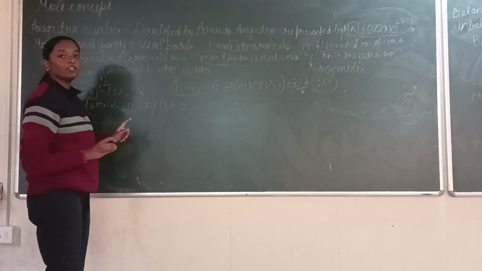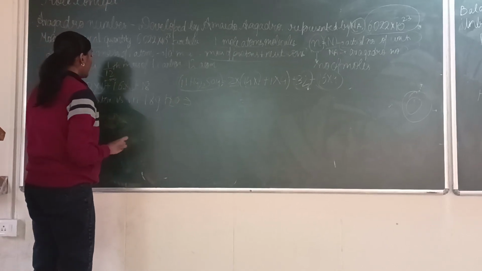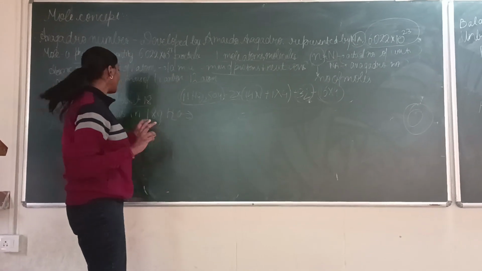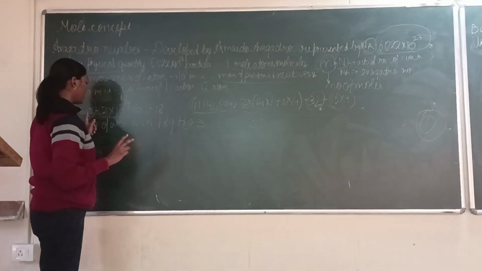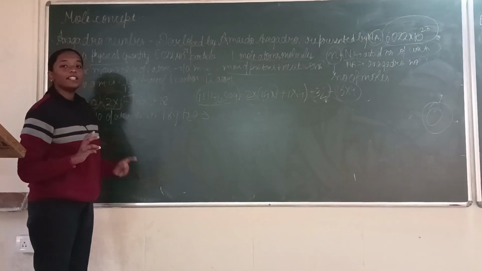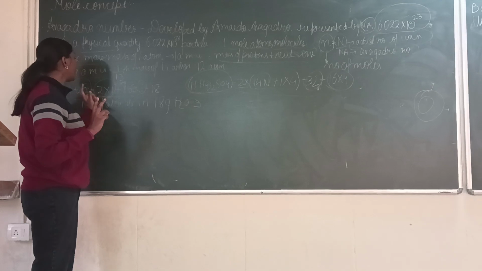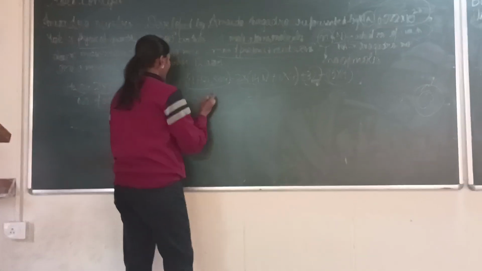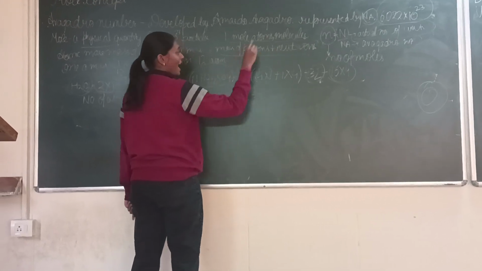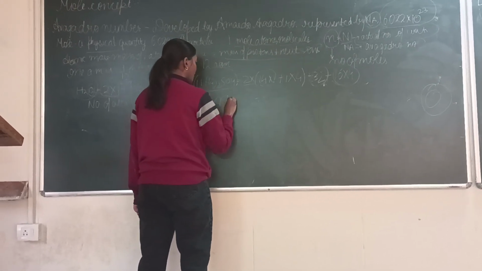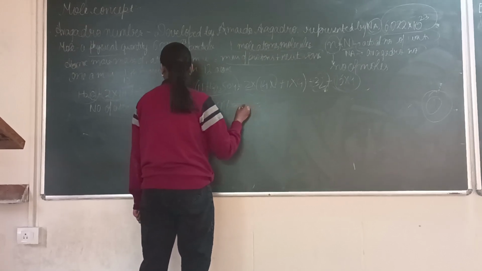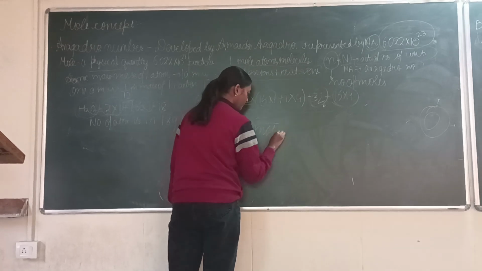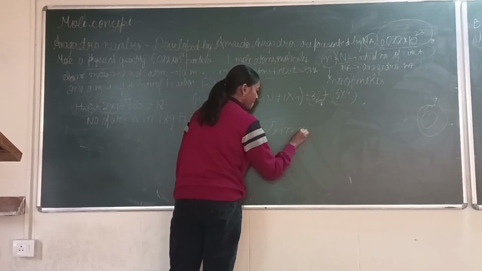Now I will solve a question so that you can understand it easily. Number of atoms in 18 gram of H2O. As we saw, the molecular mass of H2O is 18. This means that one mole of H2O has a mass of 18 grams. So now, the number of atoms in 18 gram of H2O. As we know, for the number of moles, you will divide the given mass by the molar mass.